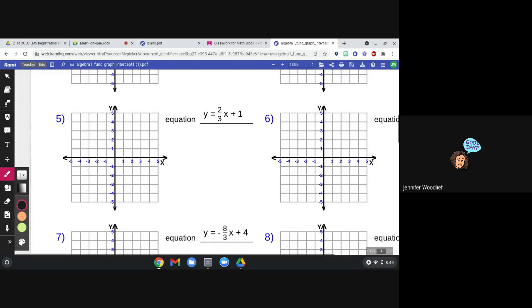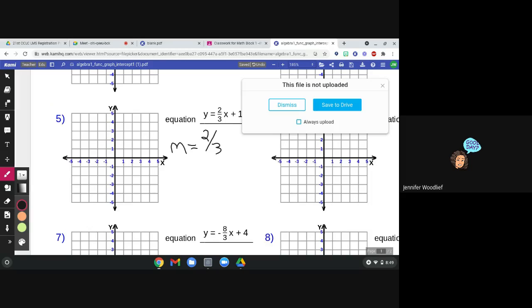All right, we're going to look at number 5 here. When we have an equation that's already in slope-intercept form and we want to graph it, what are the first two things you need to identify? You need to identify your slope and your y-intercept. So what's my slope on number 5? 2/3. 2/3.